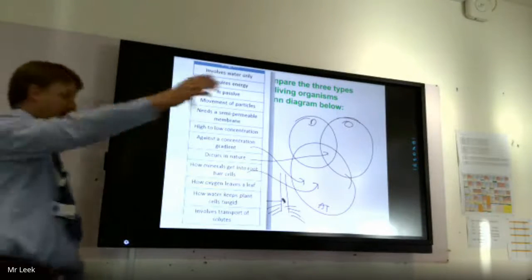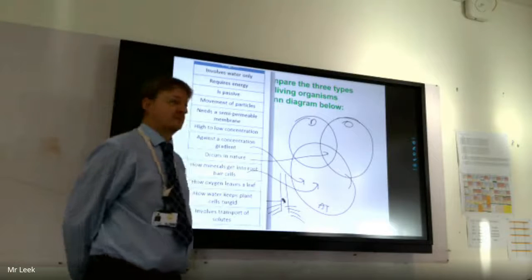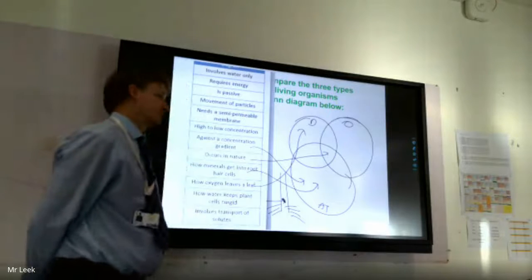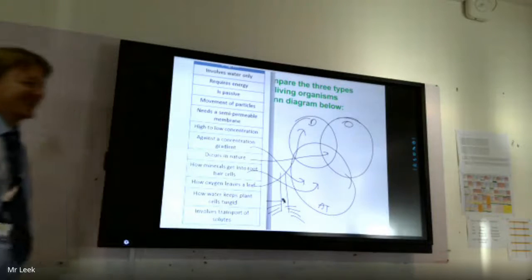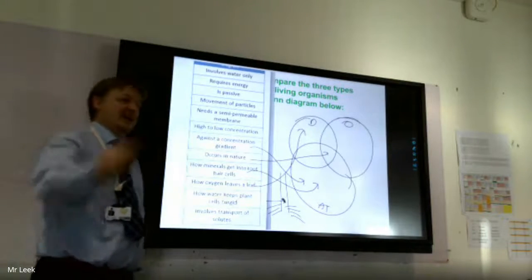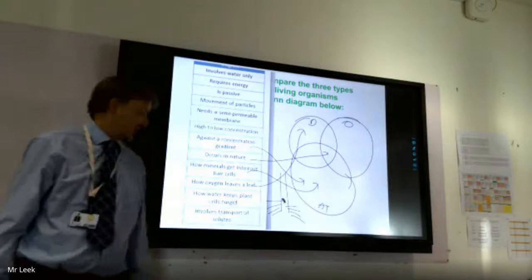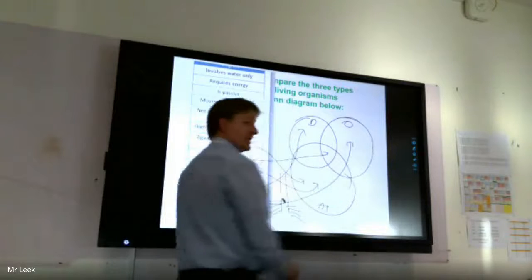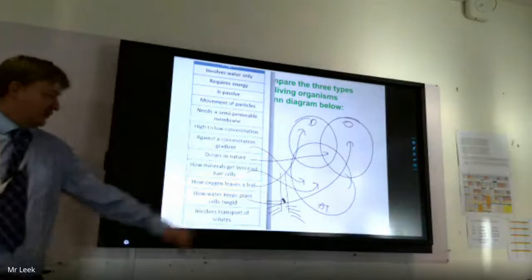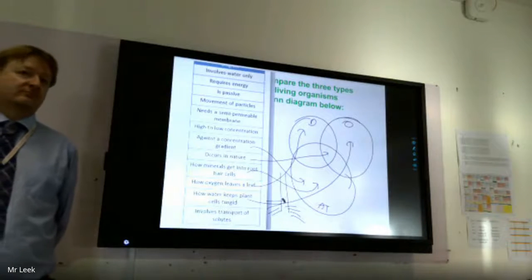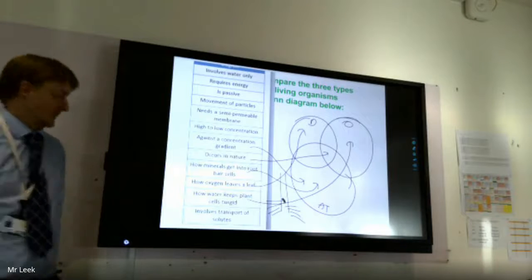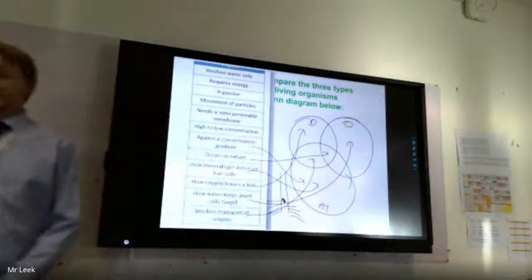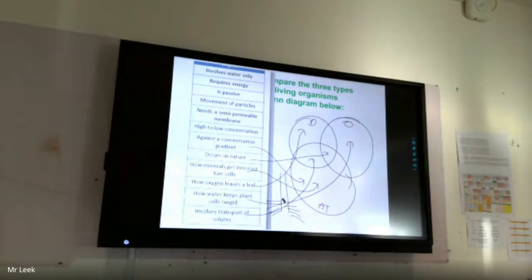Ali, how oxygen leaves a leaf? Diffusion. All right, you got it right anyway. Ali, how water keeps plant cells turgid? Osmosis. Okay, because it's got water in it. Okay, Olivia, I'll skip you. Involves transport of solutes. Diffusion and active transport, because it's got nothing to do with osmosis. Brilliant. And my diagram is a complete mess now.